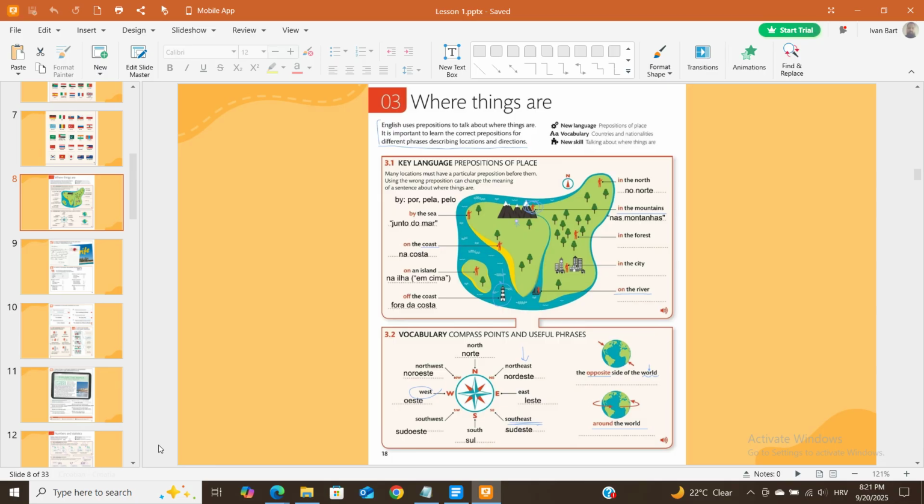The opposite side of the world. East. Around the world. Southeast. South.